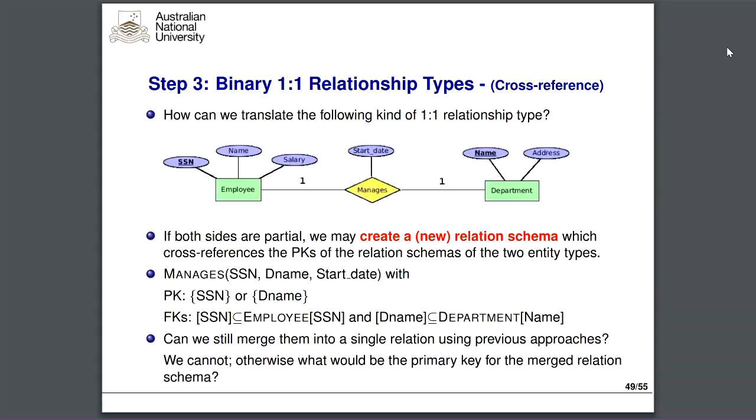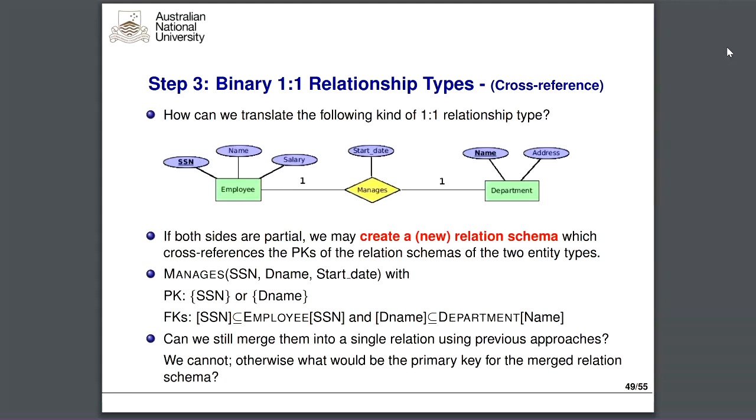And now this social security number has to obey the referential constraints, the foreign key. The social security number has to be a subset of the employee social security numbers. The department name has to be a subset of the department names as well.